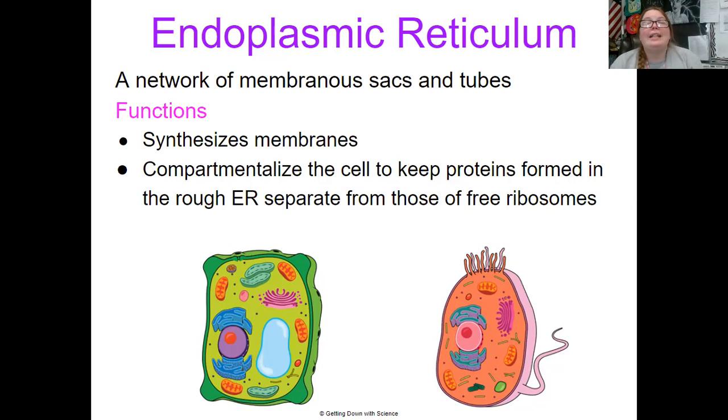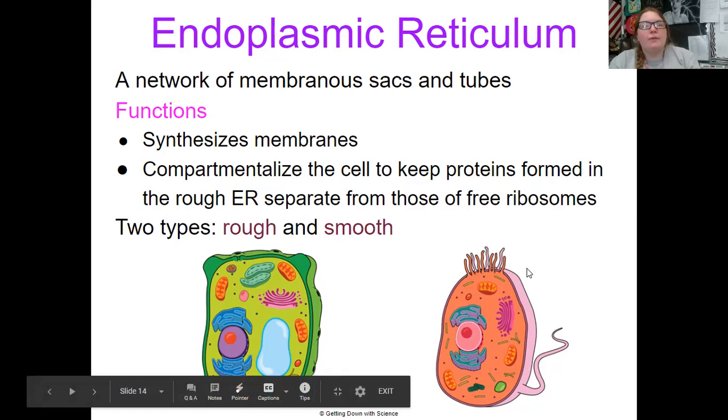So let's say I need to make a ton of insulin to help sugar uptake, right? I may not want to keep all my insulin in that cell. That would be really bad. It wouldn't be able to use any sugar itself. So we want to make sure we keep those separate and we can get them out of the cell and where they belong.